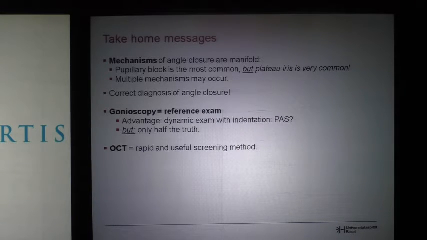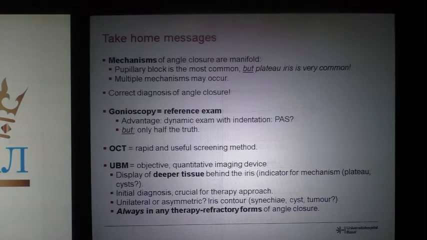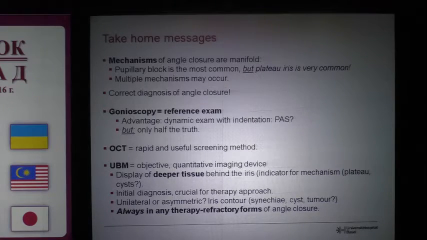OCT is a very rapid and useful screening method, with the disadvantage of not looking at the structures behind the iris. So the best tool is UBM. It is an objective quantitative imaging device which displays deeper structures, and we should do a UBM in any therapy-refractory cases, especially those which are unilateral, asymmetric, or where we have a funny iris contour.